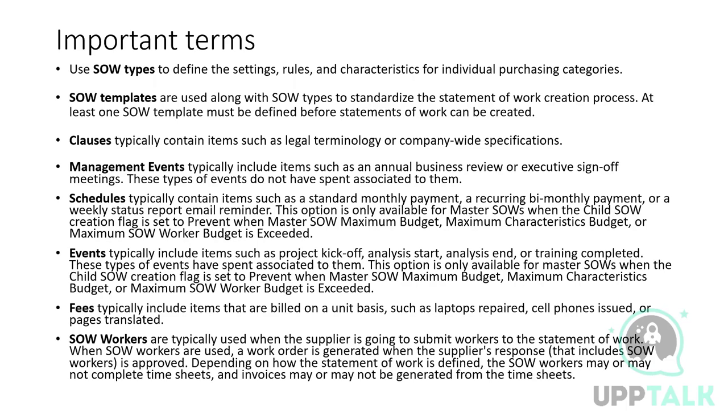So the important terms are like SOW types. These are defined. This defines the setting rules and characteristics. In the sense, SOW types is the option where we are going to configure the SOW. That's the starting point to configure the SOW. That's where the complete setting rules and characteristics for individual purchasing characters will be incorporated. Then the SOW templates. We spoke something about SOW templates yesterday. We are going to complete that today.